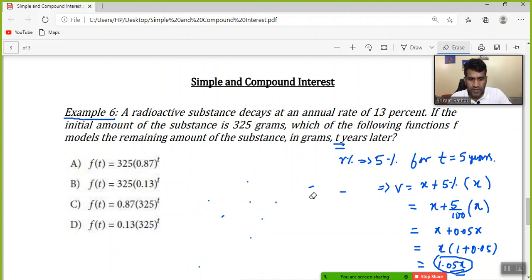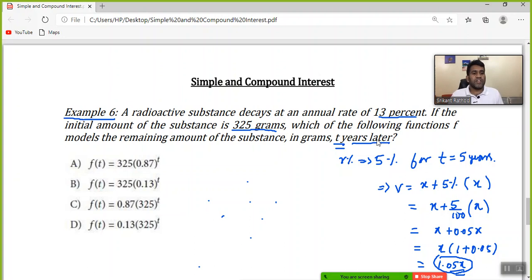Okay, a radioactive substance decays at an annual rate of 13%. If the initial amount of the substance is 325 grams, which of the following functions f models the remaining amount of the substance in grams t years later?